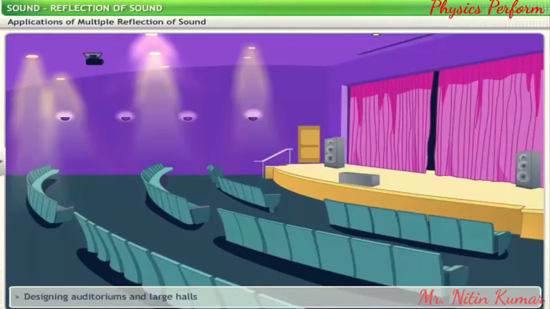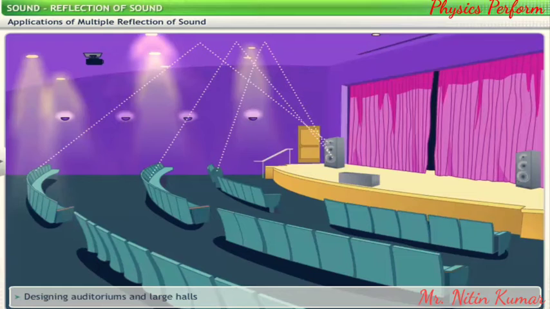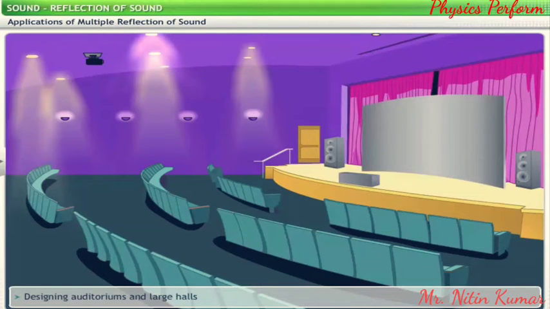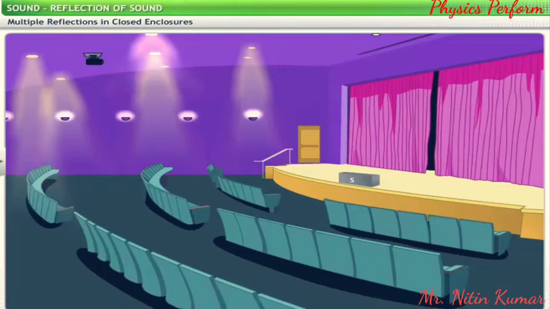The curved ceilings of cinema halls and conference halls are also designed keeping the principles of multiple reflections in mind. The curve in the ceiling ensures that the sound is reflected to all the corners of the hall, so that there is an even distribution of sound. In some cases, a soundboard is positioned behind the stage so that the sound waves produced are spread across the hall evenly.